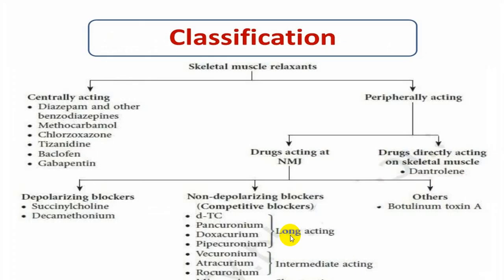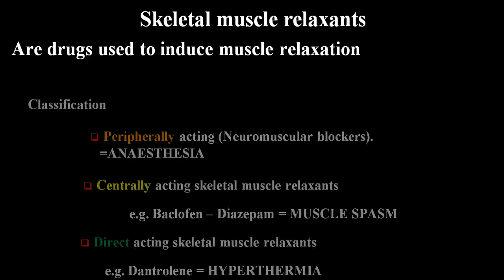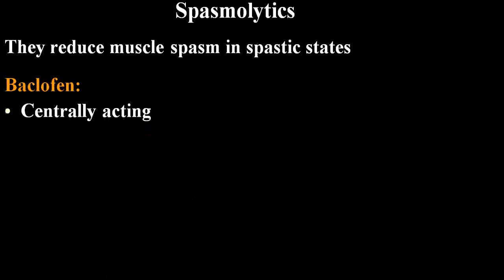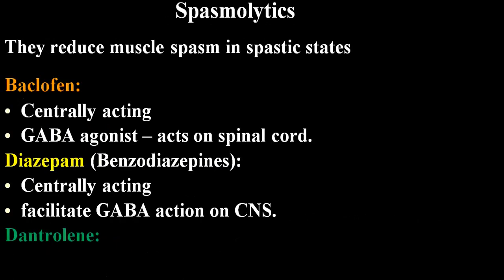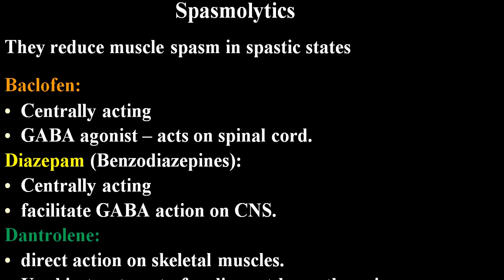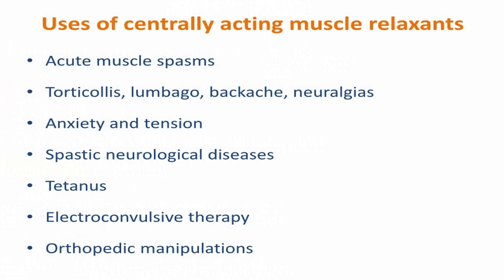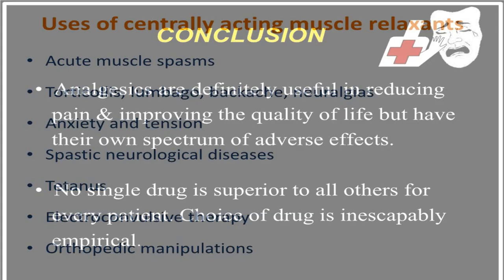These are skeletal muscle relaxants. I am not much interested in that. There are centrally acting, there are peripherally acting. Again, the peripherally acting can be depolarizing blockers, non-depolarizing blockers, that is competitive blockers, and botulinum toxin. Depending upon the condition, you can decide. So go through them at your leisure. These are all different skeletal muscle relaxants. These are spasmolytics. They relieve the spasms, again very useful in skeletal muscle disorders. These are centrally acting muscle relaxants.